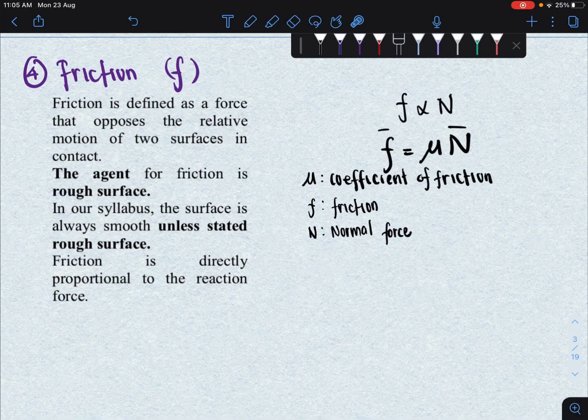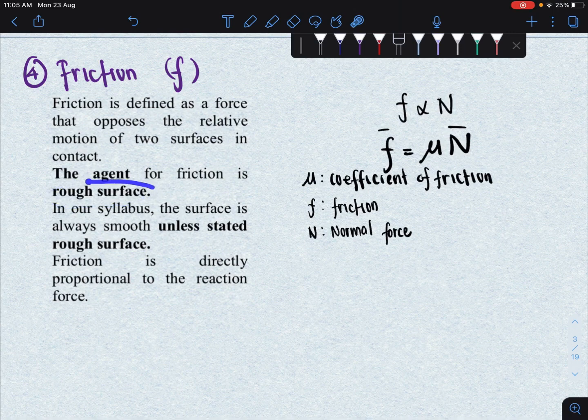Contohnya lah, awak tengah duduk atas kerusi ni pun adalah disebabkan wujudnya frictional force. Kalau tak ada frictional force, kita dah lama slide jatuh ke bawah. Okay, frictional force is what keeps two objects in contact supaya dia tak slide over. Okay, however, this frictional force only occurs when there is a rough surface.